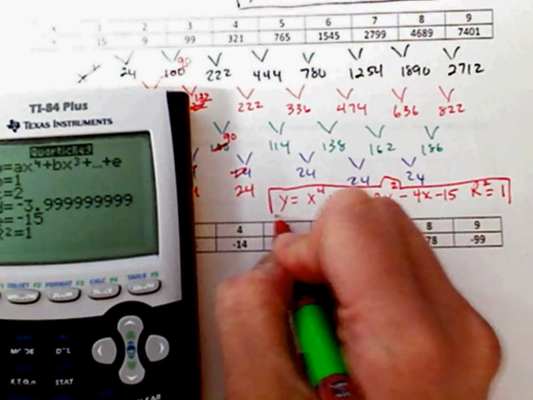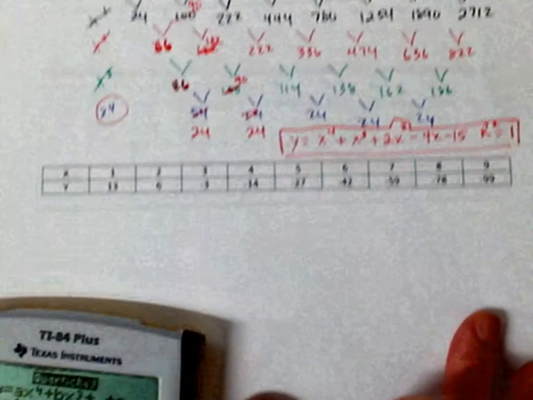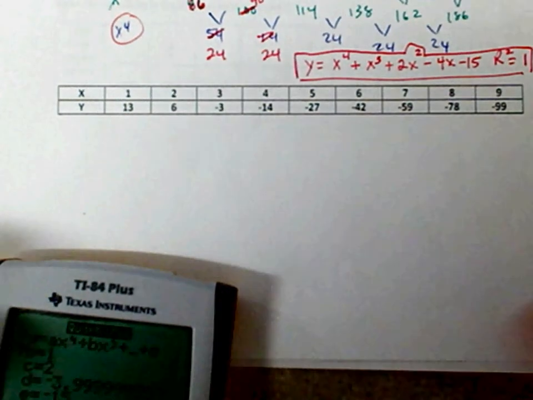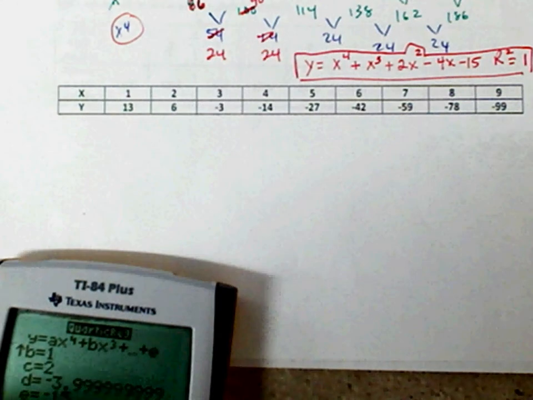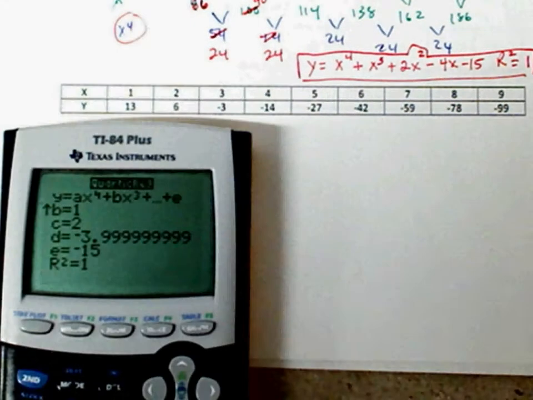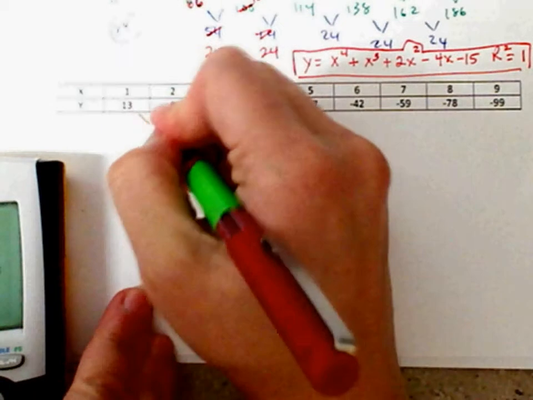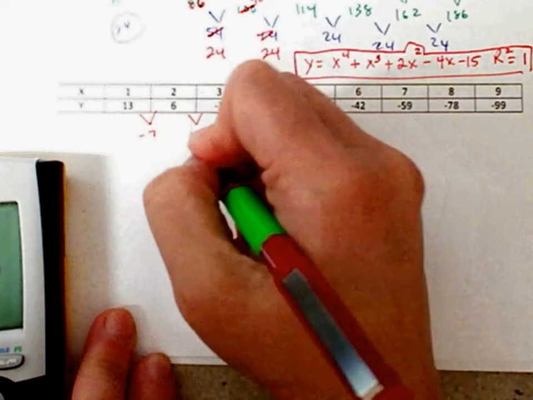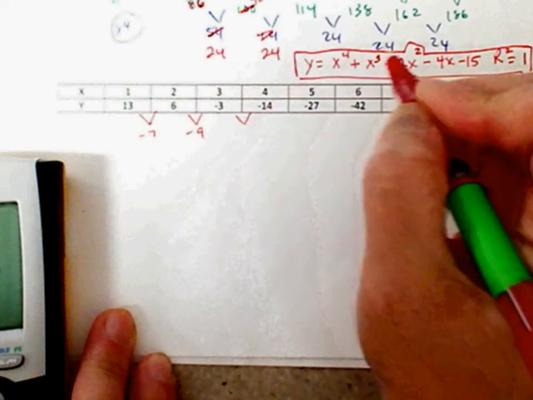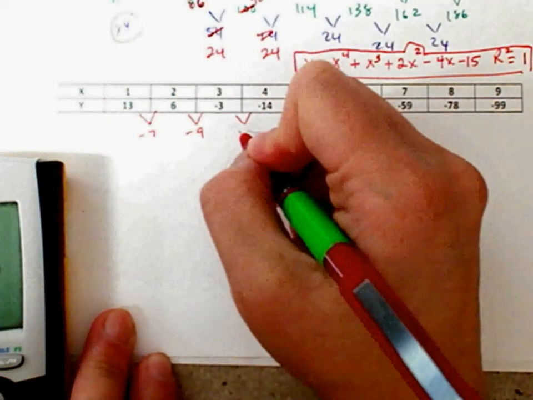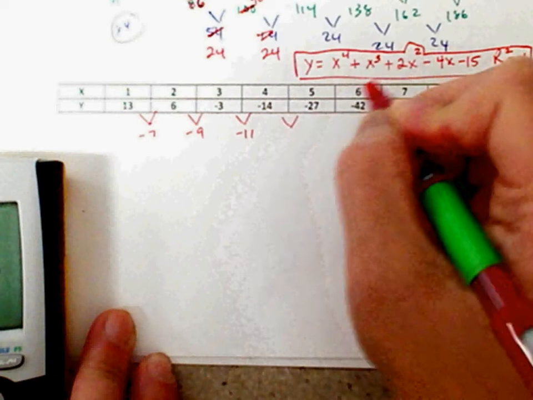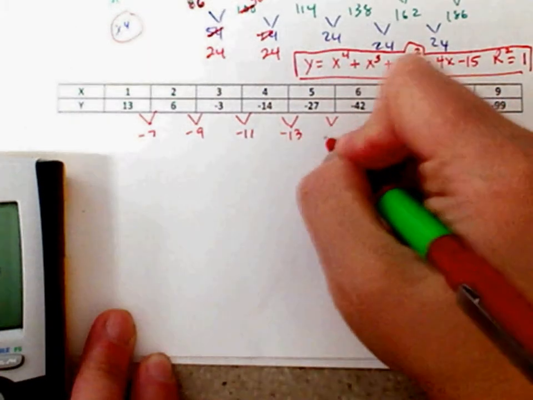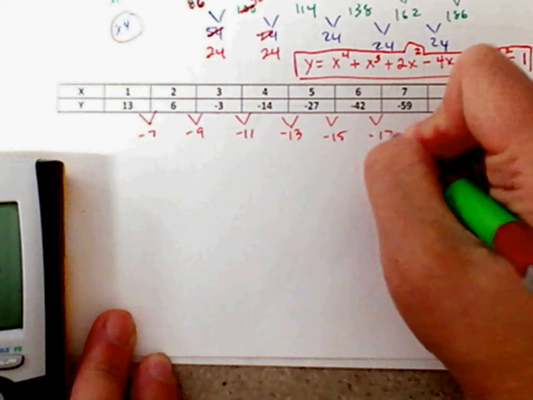Okay. Last one, you do the same thing. And so here you go. You ready? 6 minus 13 is negative 7. Negative 3 minus 6 is negative 9. Negative 14 plus 3 is negative 11. Negative 27 minus negative 14 is negative 13. I see a pattern taking place, but do double check your math.